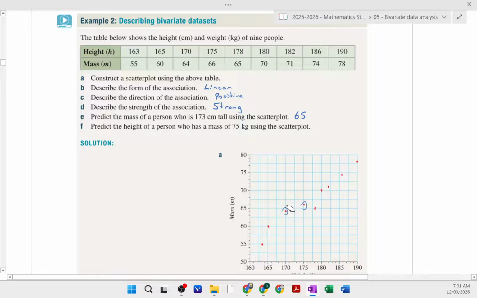Next one is trying to get rid of the blue without getting rid of the red. There we go. Predict the height of a person who has a mass of 75. So we're going to do the same thing, but this time we're going to come across from 75 until we hit where we think we'd be. Now, if you have a look at those two, I reckon it's probably going to be around there. So what's that going to be? 186, 187, maybe 187, 188. I'd be happy with either one of those. So I'm going to go with the 187 mark at the moment. But like I said, it is an approximate, based on just looking carefully. And that's all for that one.